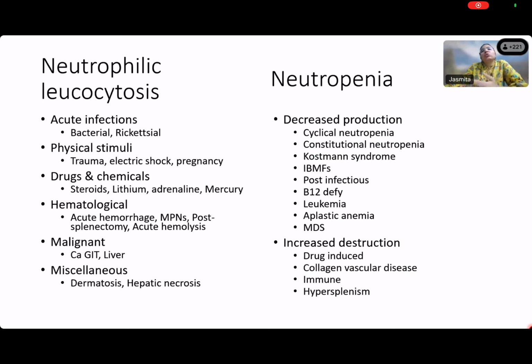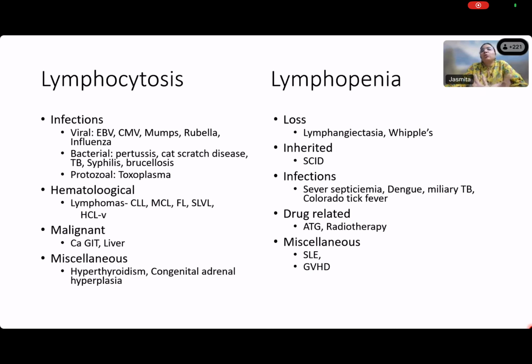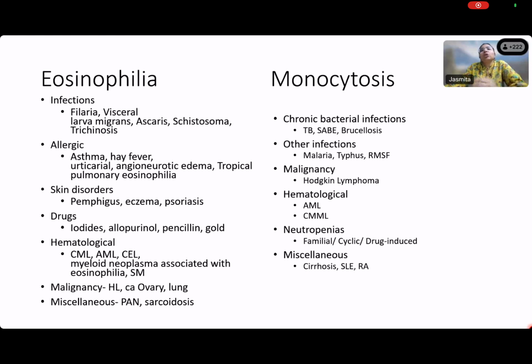These are the causes of neutrophilic leukocytosis, of neutropenia, of lymphocytosis, of lymphopenia. You can all go through this. This is from our textbooks only. These are the causes for eosinophilia and for monocytosis.